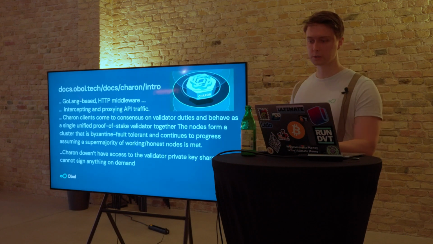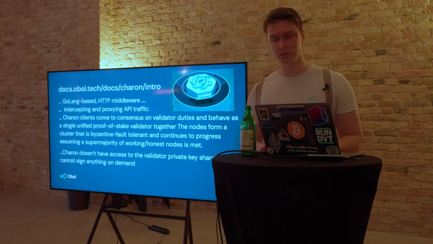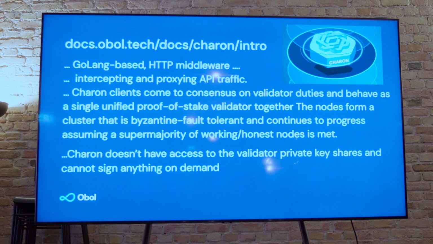I know that this is usually a very technical meetup, so this is copied from our documentation where you can read more, but it's basically a Golang-based HTTP middleware. It's intercepting and proxying API traffic, and it's communicating with the other Charon clients in the cluster. And the validator client doesn't even know that it's part of a distributed validator. It just thinks it's a normal validator. If you go on the Beacon Chain website and you click on a distributed validator, you wouldn't be able to tell it's a distributed validator.